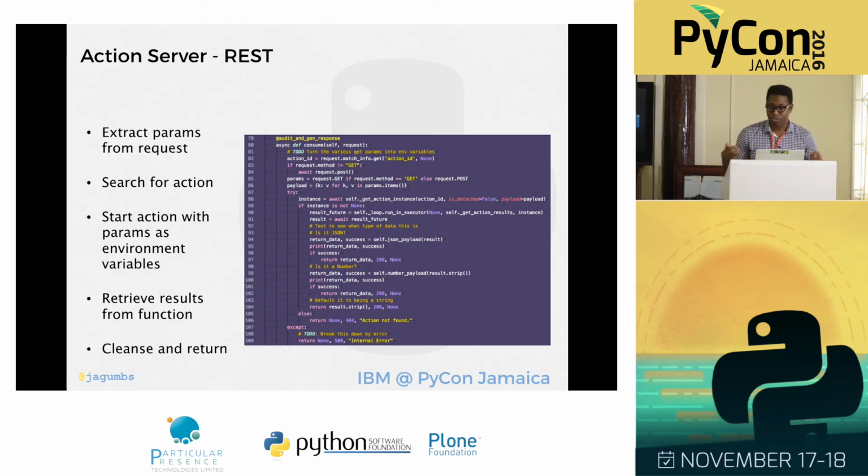So the two quick ways that they're communicated in for my RESTful call. If I'm doing a GET, a POST, a PUT, or a DELETE, you extract parameters from the request. I search for my action. If you're thinking about it from the execution model, you start the action. You inject the parameters into the function as environment variables because it's a containerized environment. Then you retrieve the results from the function, clean up, and return the data to the user. Relatively seamless.